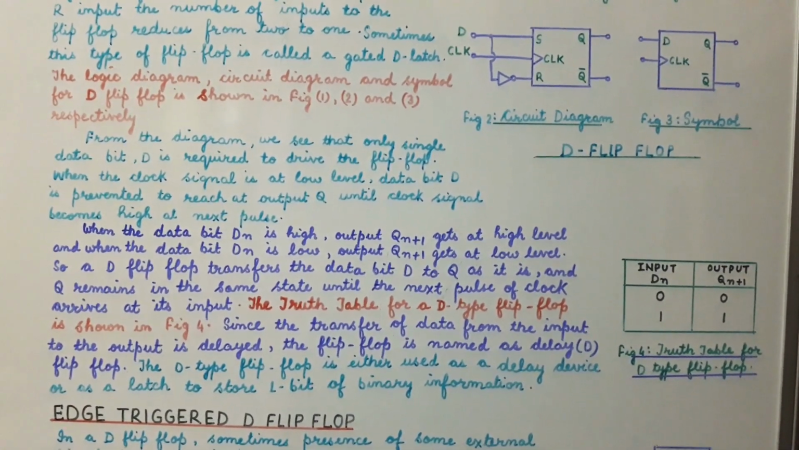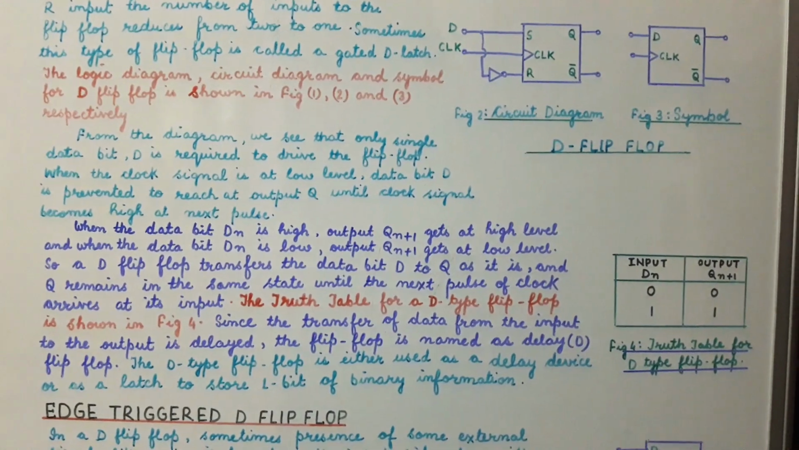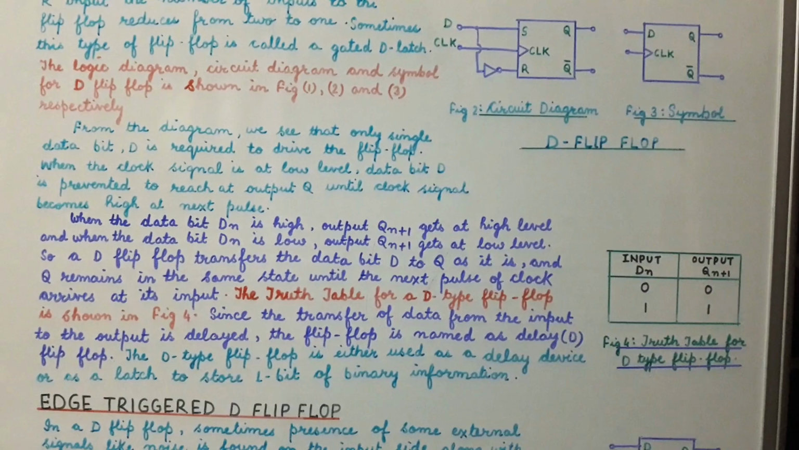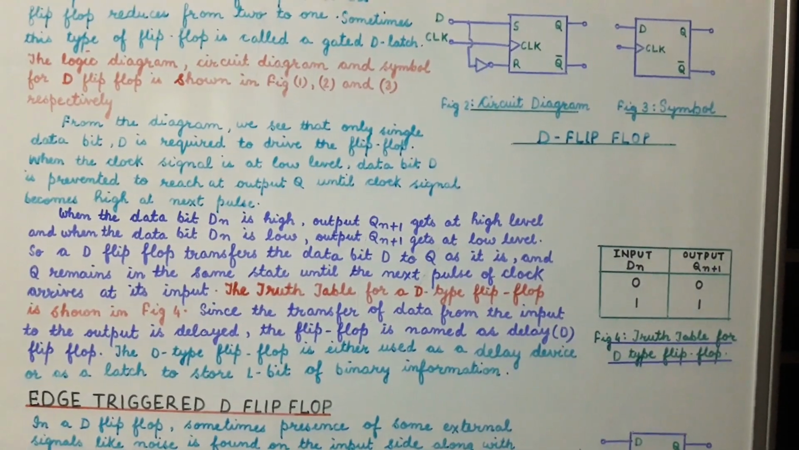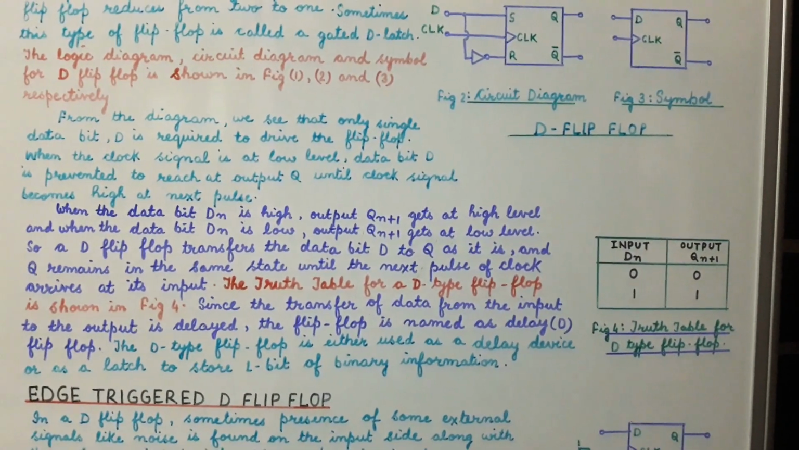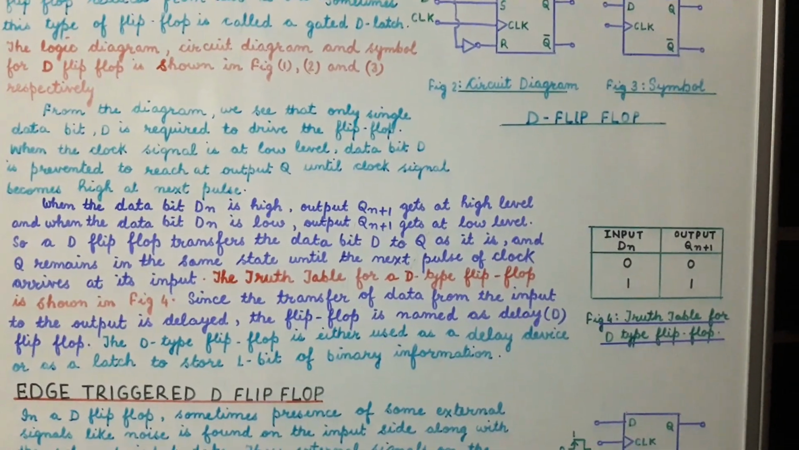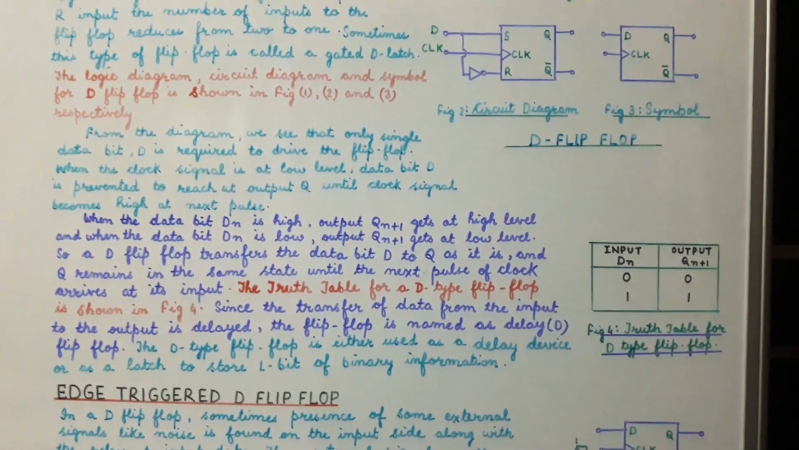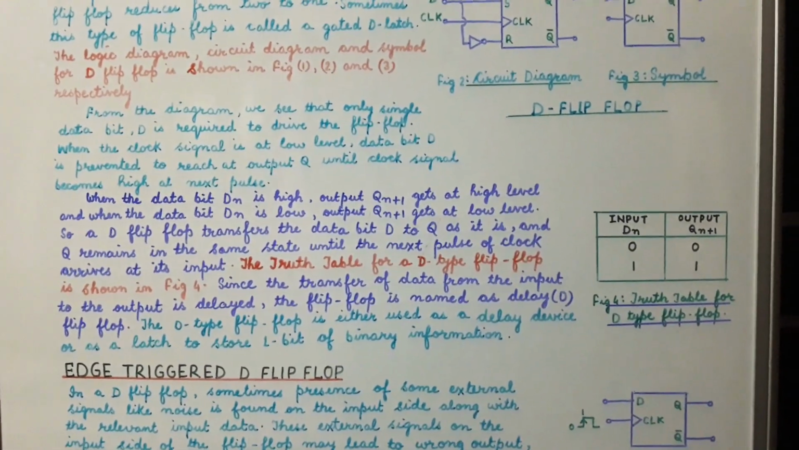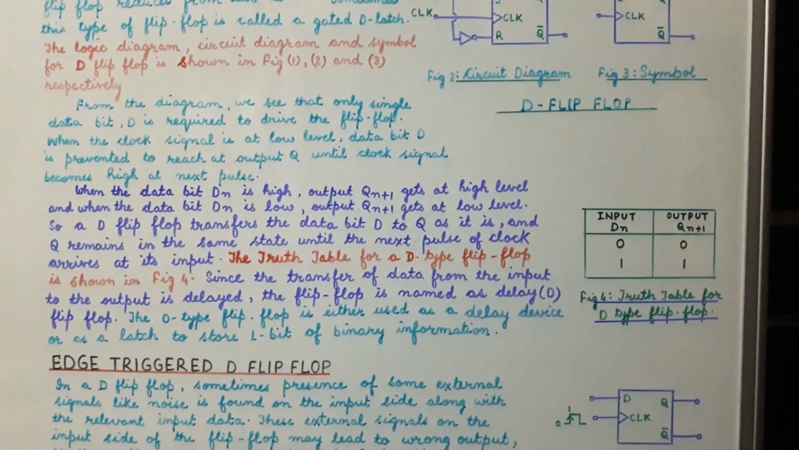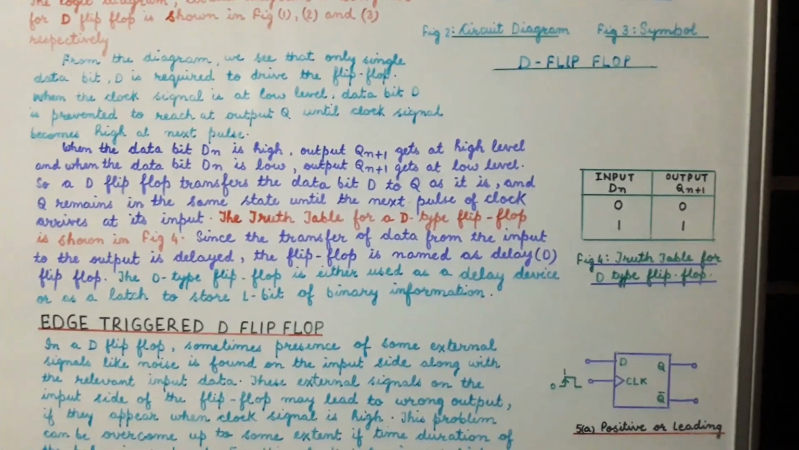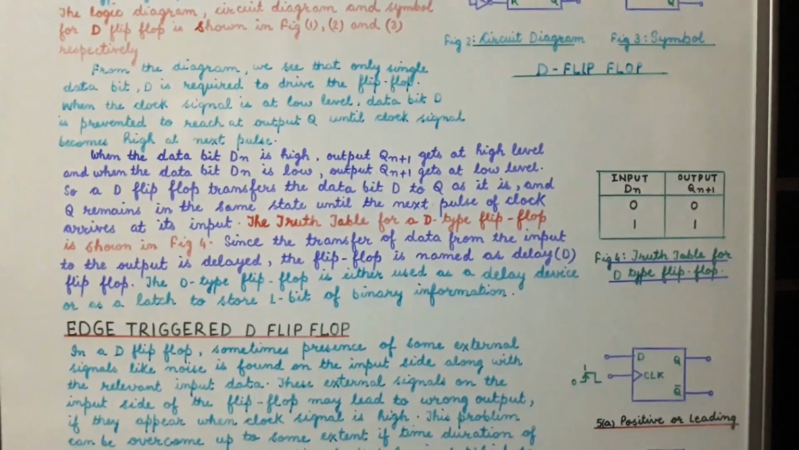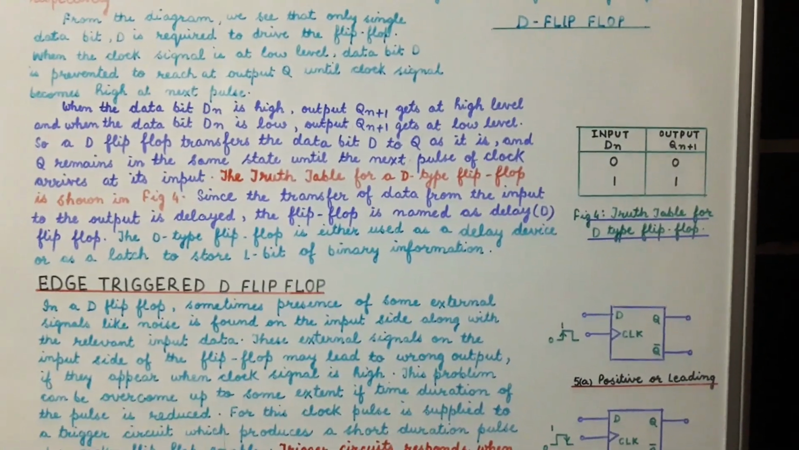The D type of flip-flop is either used as a delay device or as a latch to store one bit of binary information. That is, this D type of flip-flop can store either 0 or 1 as the information. Now next we will discuss the edge type of flip-flop, that is the edge triggered D flip-flop.